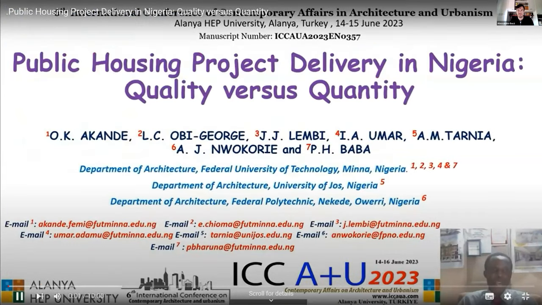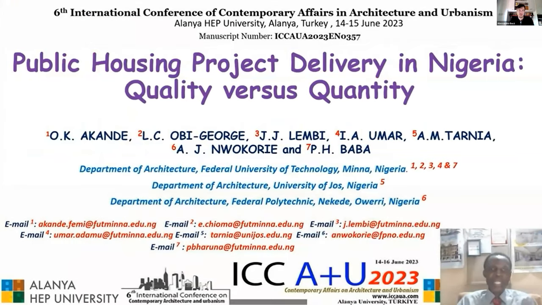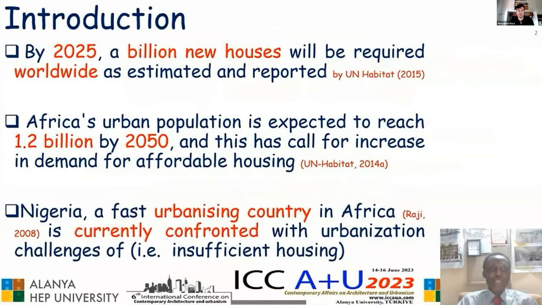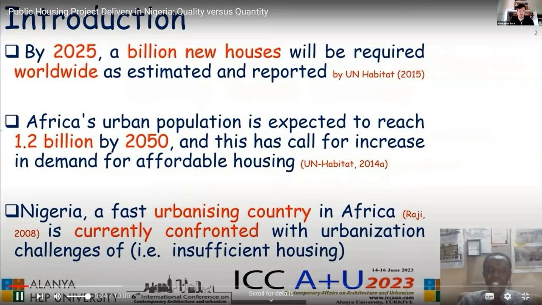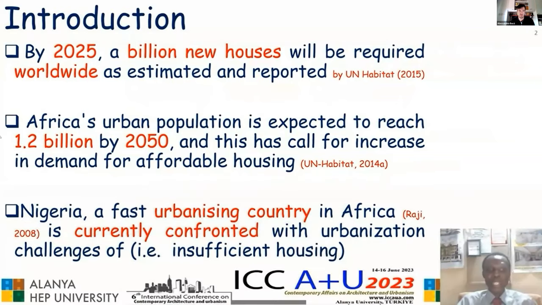My name is Oluwafemi. I'm presenting a research titled Public Housing Project Delivery in Nigeria, Quality versus Quantity. By 2025, 1 billion new houses will be required worldwide as estimated and reported by UN Habitat. Africa's urban population is expected to reach 1.2 billion by 2050, and this has called for an increase in demand for affordable housing.